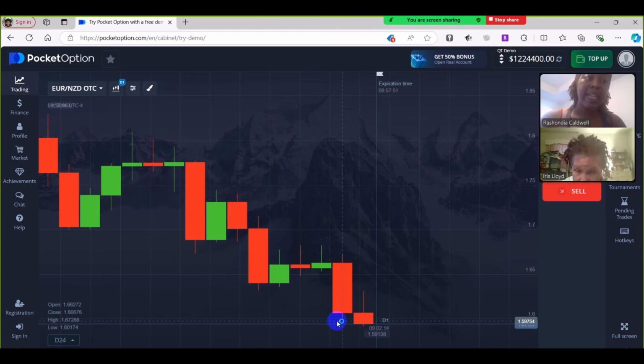The red candles close at the bottom. Does that make sense? Okay. So same thing goes for the green candle. The green candle is doing what? Going up. So the green candle opens at the bottom.